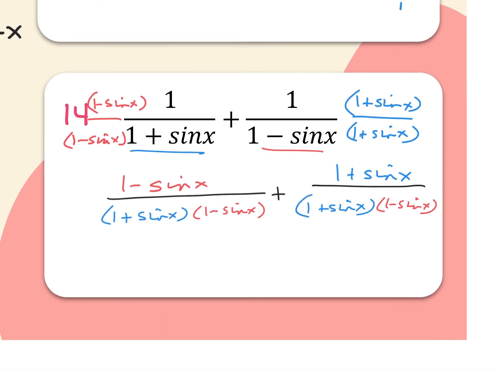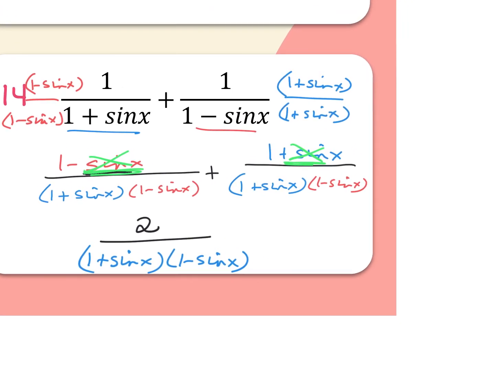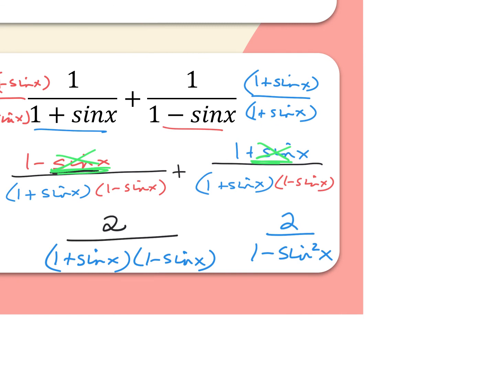And now I have a common denominator, so now I can just add my numerator. Notice when I go to add here, this sine x and this sine x cancel. So then I'm just left adding 1 plus 1, so I get 2 over 1 plus sine x, 1 minus sine x. I can actually FOIL that denominator, and this actually becomes 2 over 1 minus sine squared x, which again is a Pythagorean identity.